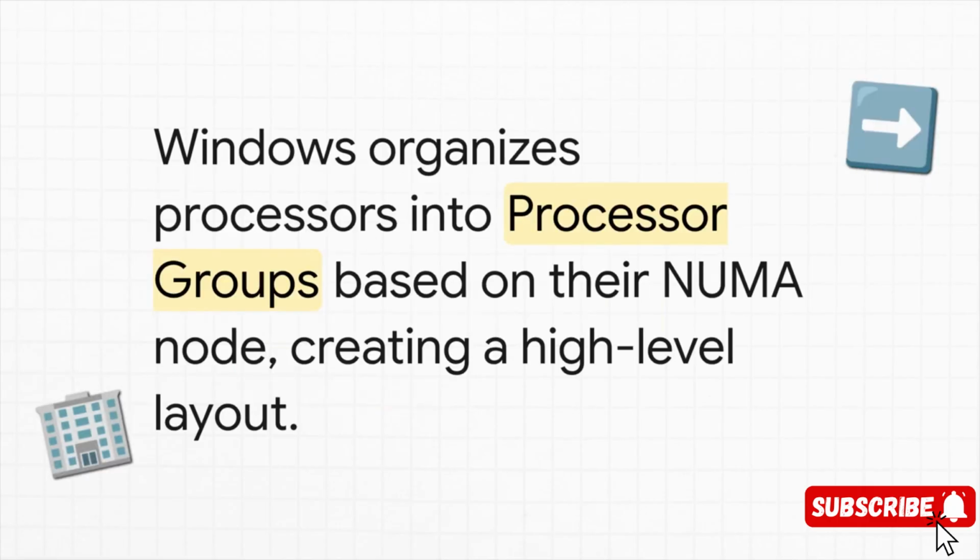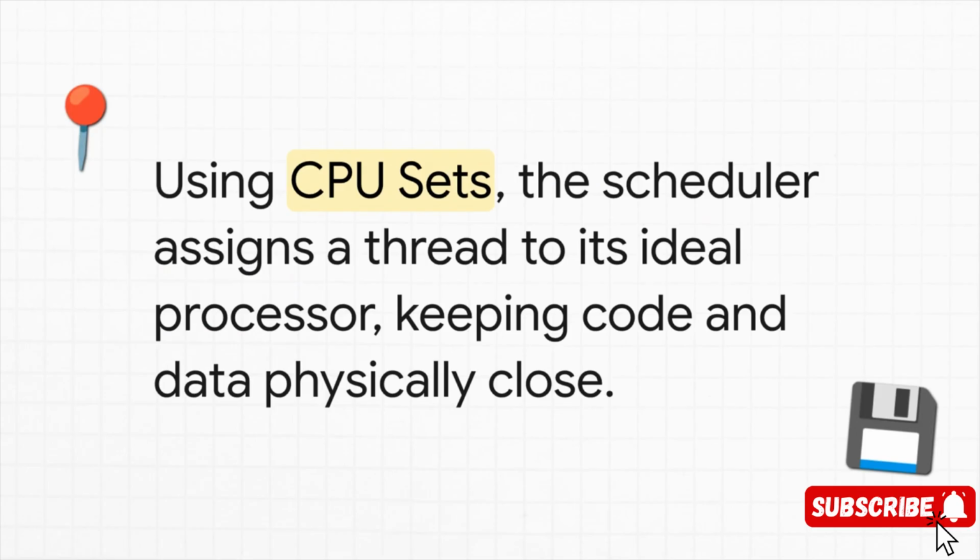And the first layer of that map is something called a processor group. Windows basically lumps processors together based on which NUMA node, or which neighborhood they belong to. This is how the scheduler gets its high-level, bird's-eye view of the system. Then, inside that processor group, the scheduler zooms in even further.